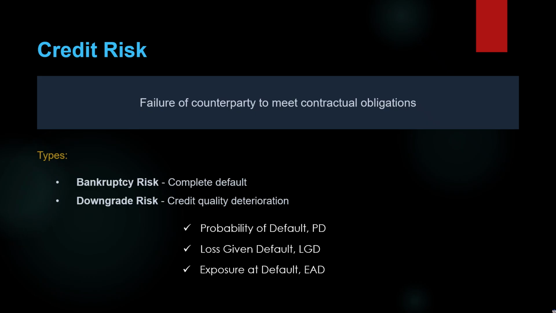Suppose you lend $1 million to a company rated A. If they get downgraded to BBB, your loan is now riskier. If you try to sell it, you will get less than $1 million because buyers demand a higher yield to compensate for increased risk. That loss is credit risk manifesting in downgrade risk. Credit risk is measured through metrics like probability of default, PD, loss given default, LGD, and exposure at default, EAD, concepts that we will explore more deeply when we get to the expected loss section.